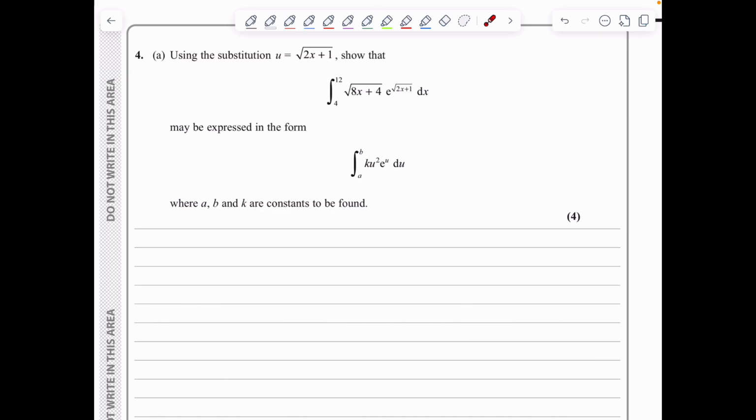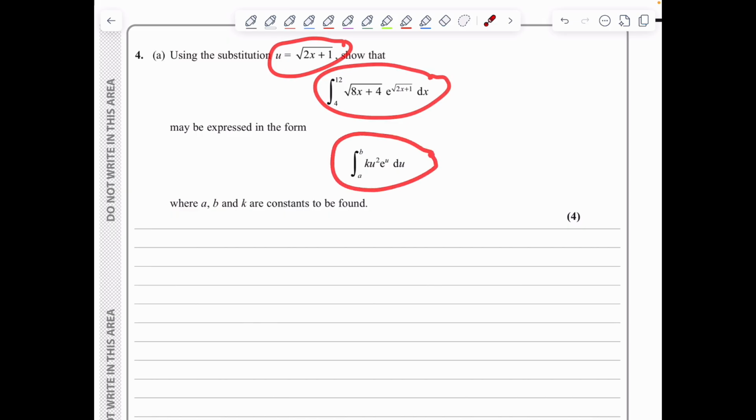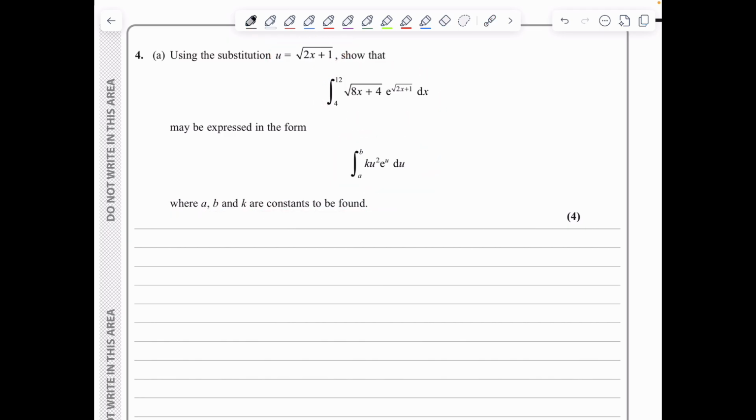In 4a, we need to use substitution u is root of 2x plus 1 to show that the given integral here leads to the integral from a up to b of k u squared e to the u du, with a, b, and k being constants to be found. So let's start with the substitution we've been proposed to use. It's u is equal to the square root of 2x plus 1. Well, the first thing to do is square everything to get u squared is equal to 2x plus 1.